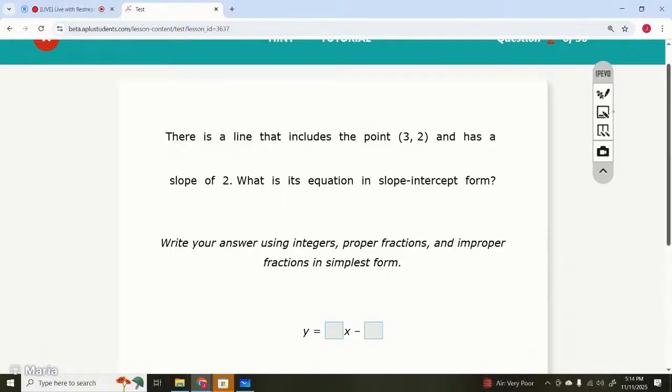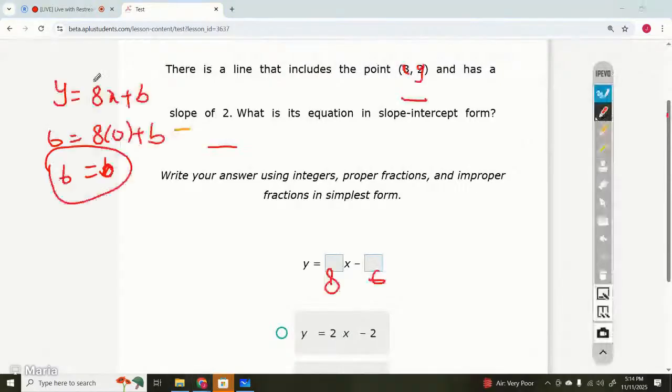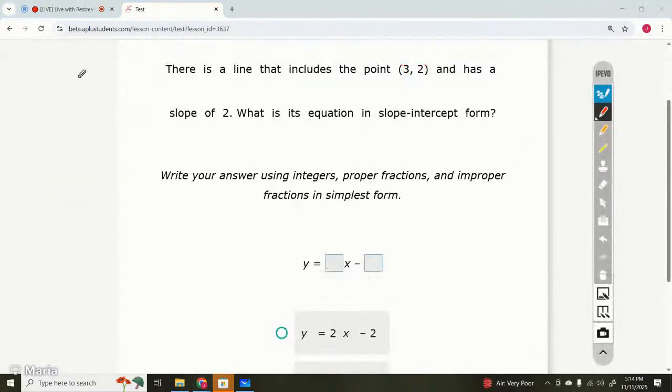So the point is (3, 2), the slope is 2. So use the slope and calculate the point b. y equals 2x plus b, right? So the x is 3, y is 2. Replace the variables with a value.